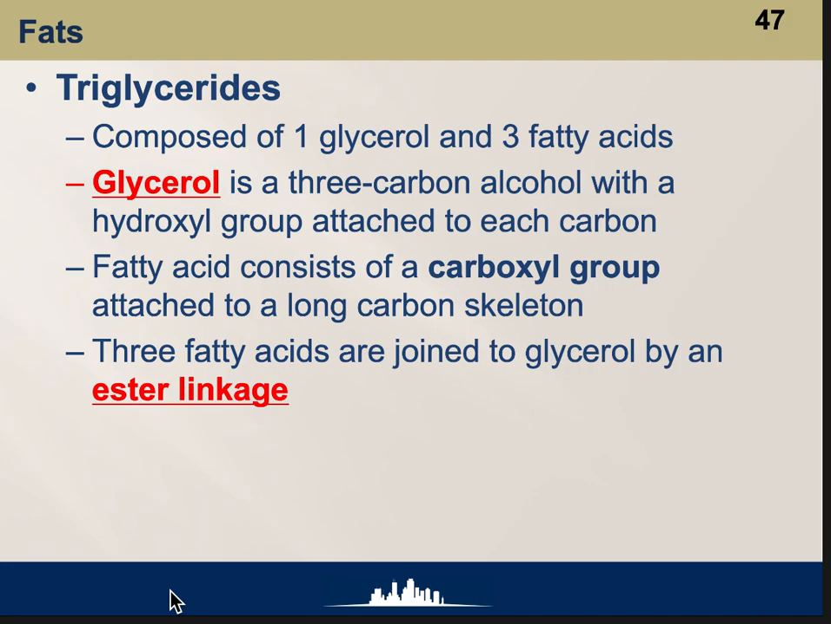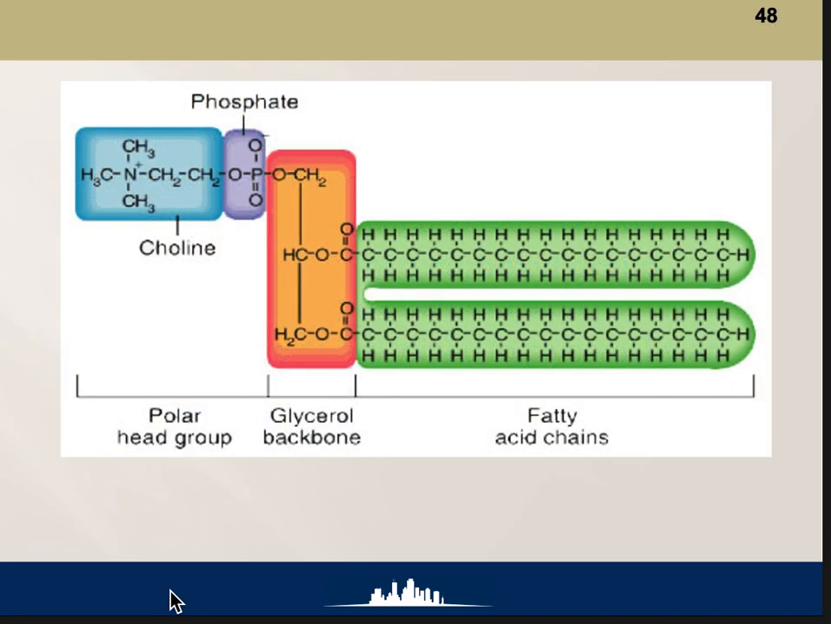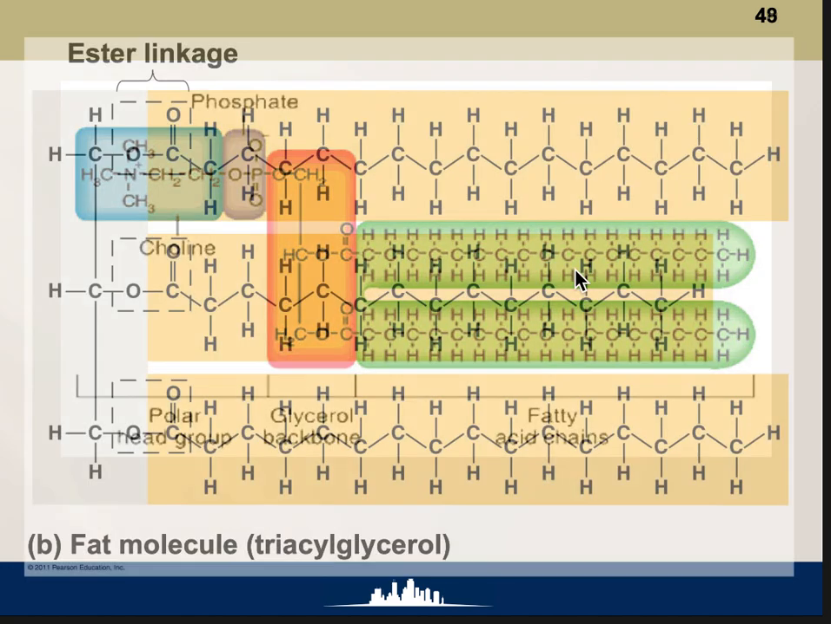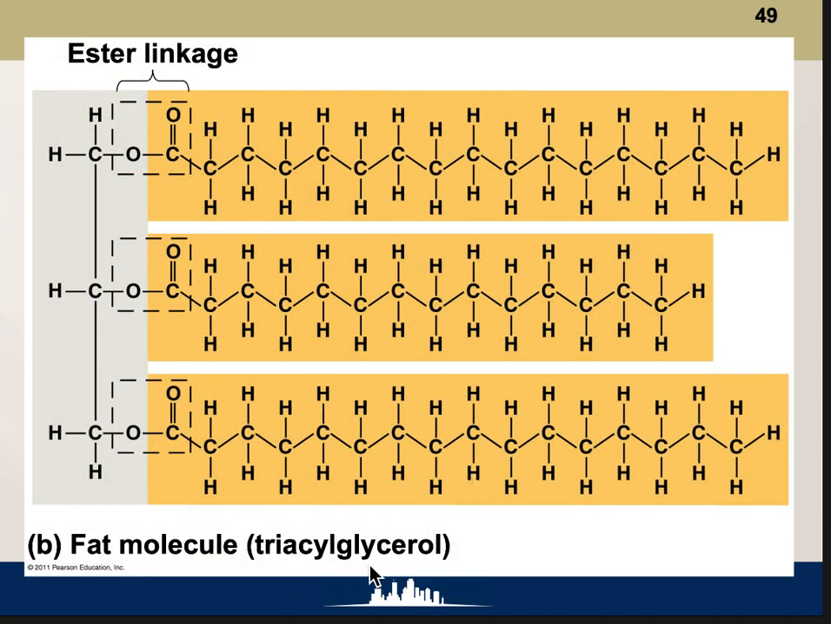A fatty acid has a carboxyl group attached to a long carbon chain, and 3 fatty acids are joined to this glycerol with an ester linkage. So here we have this polar head group, a choline and a phosphate, but we were talking about this 3-carbon glycerol backbone, ester linkage right here, and fatty acids. This one has 2 fatty acid chains. This triglyceride shows you the ester linkages right here, where we have 3 ester linkages, 3 fatty acids, to get a tri, right?